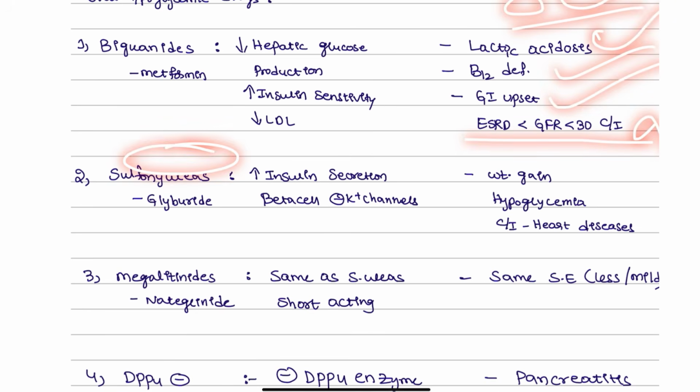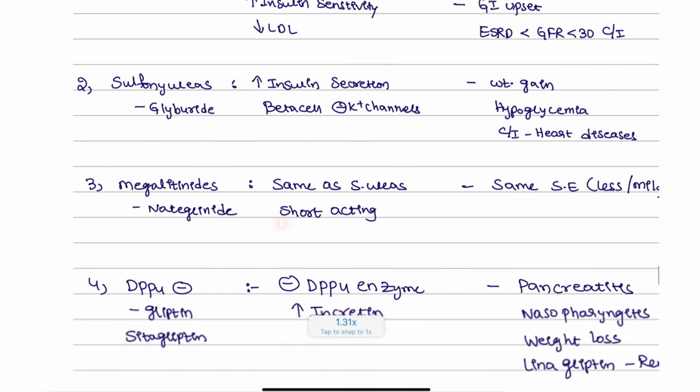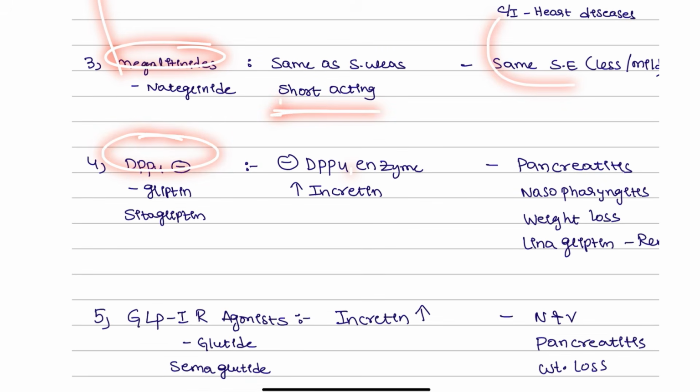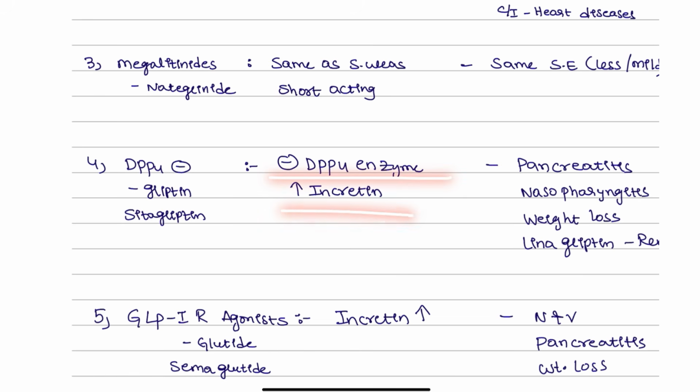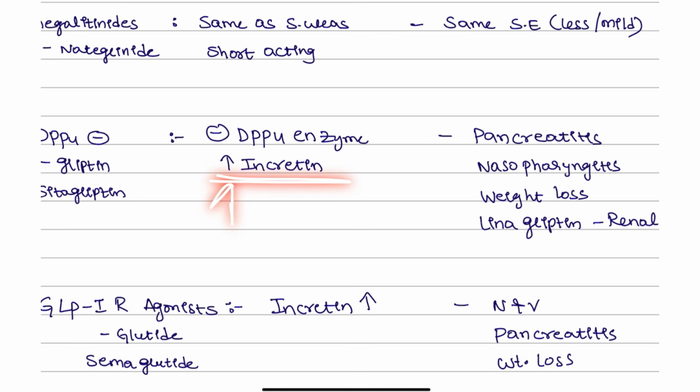And sulfonylureas, the drugs are commonly glyburide, glimepiride, and insulin secretion will be increased. Beta cell activation, potassium channel blockers is the mechanism of action. Weight gain, hypoglycemia, and contraindicated in the heart diseases. And meglitinides, same as the sulfonylureas but short acting, and side effects also the same. DPP4 blockers, all drugs are ending with the gliptins. Okay, gliptin, sitagliptin, linagliptin, these are the drugs. And DPP4 enzyme will be blocked, so incretin activity will be increased. So if the incretin is increased, it is going to increase the insulin and decrease the glucagon.